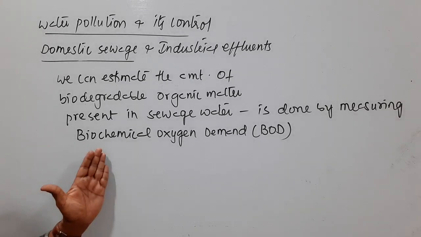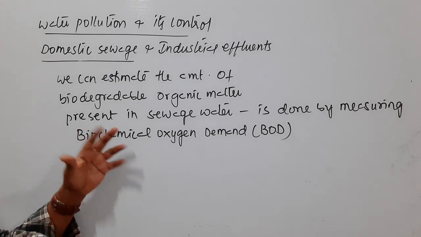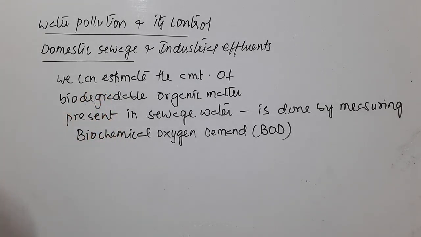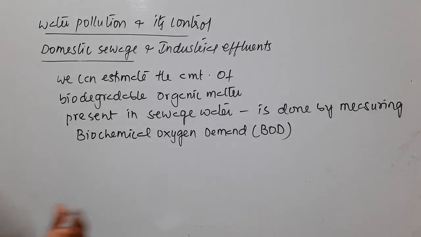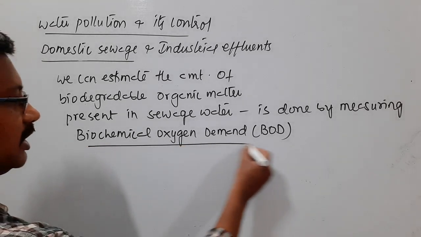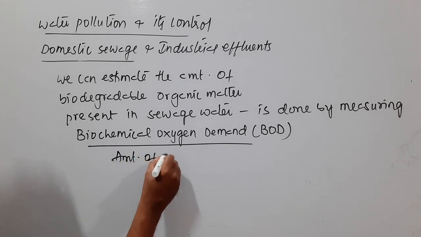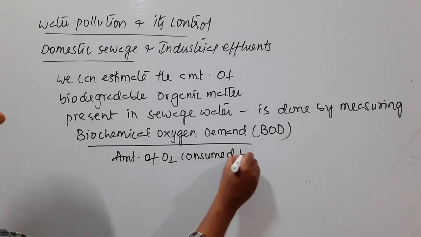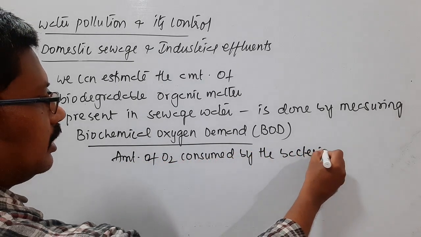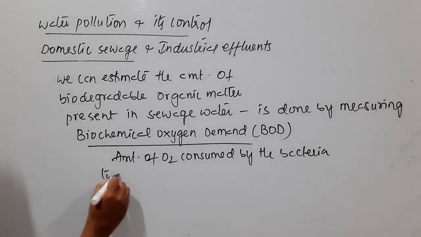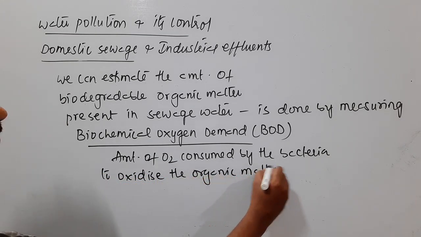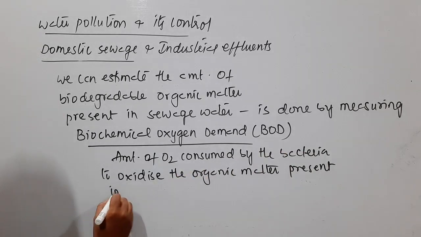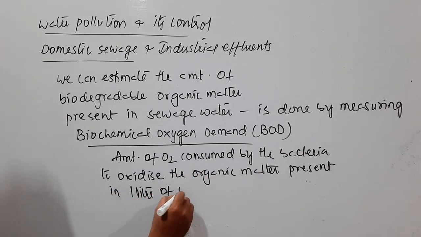Now in the sewage water we can estimate the amount of biodegradable organic matter by calculating the biological oxygen demand. So the BOD we have come across is the amount of oxygen consumed by the bacteria to oxidize the organic matter present in 1 liter of water.